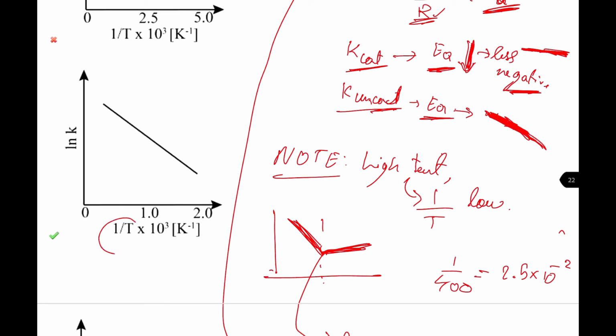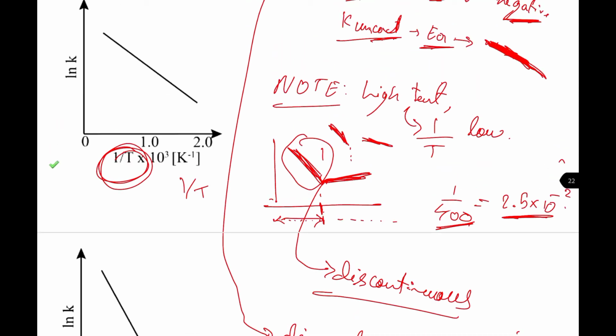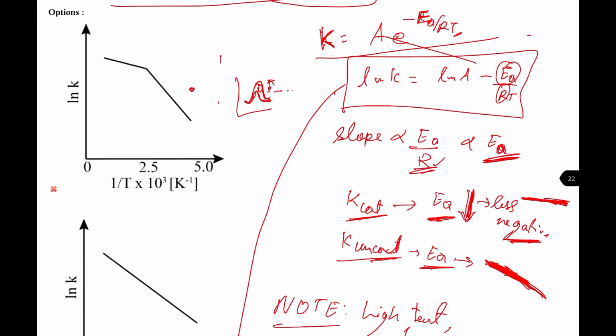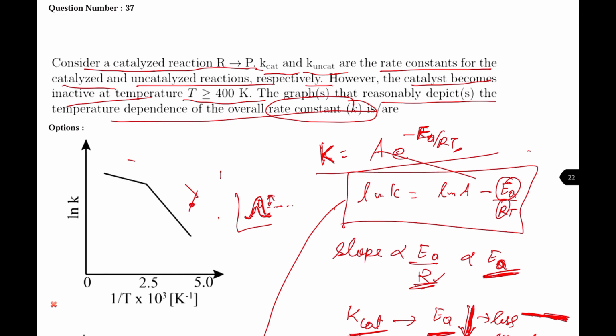But if you see the trick, the graph is with 1 by T. That means higher temperature is at the initial places of the graph and low temperature is here. So 1 by 400 is around 2.5 into 10 power minus 3. So which graph should come first? The steeper graph should come first, and then a less steep graph. Now if you see the various options given here, definitely this could be one option, but it cannot be. Why? Because this is less steep and this is more steep, so this is not the option.